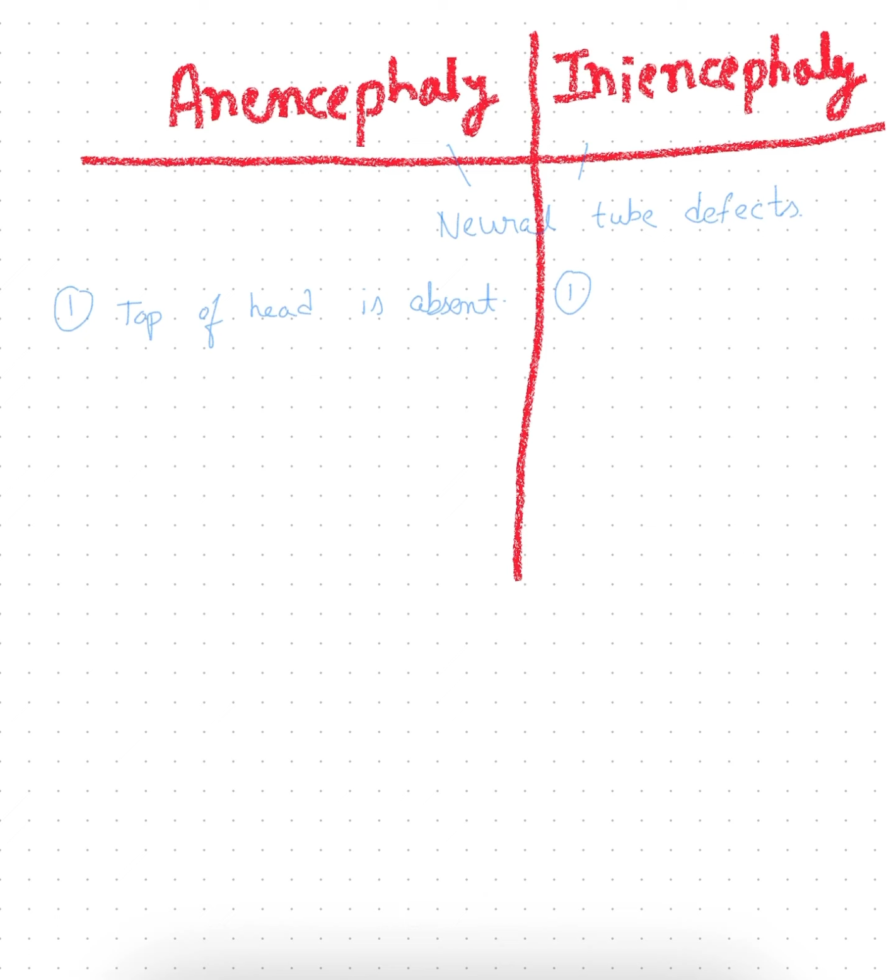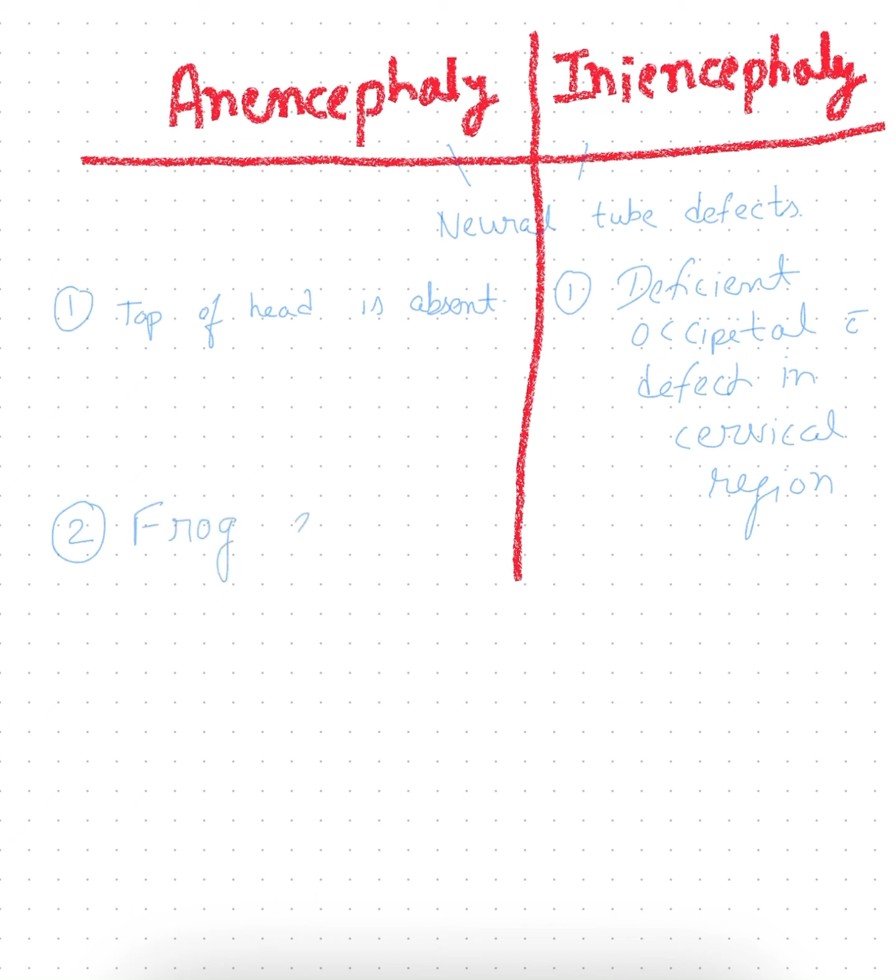While in iniencephaly, there is a deficient occipital bone with a defect in the spine, or a defect in the cervical region. Because of these features in anencephaly, we find the frog eye appearance.